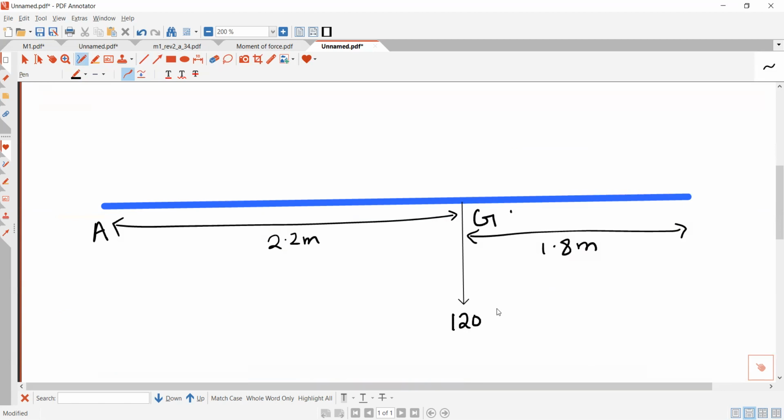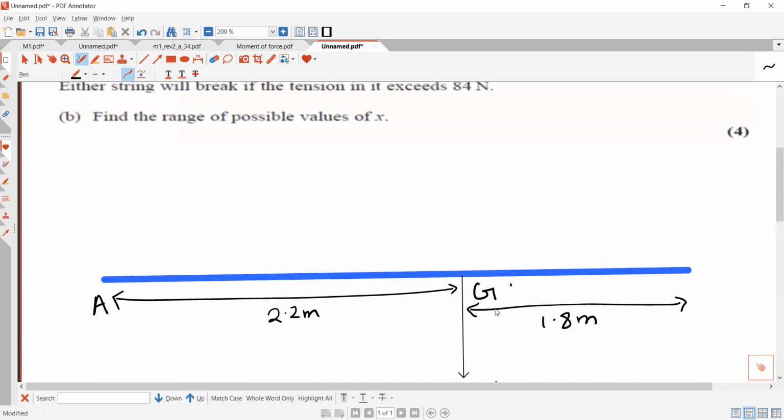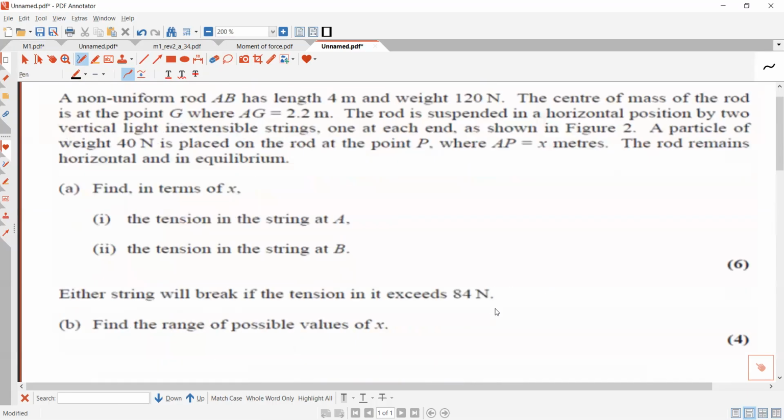The most important thing in this kind of question is drawing the diagram. Your answer depends on your diagram, and if you draw a neat diagram, it will be very easy for the examiner to understand your method. You cannot just randomly get an answer, no?